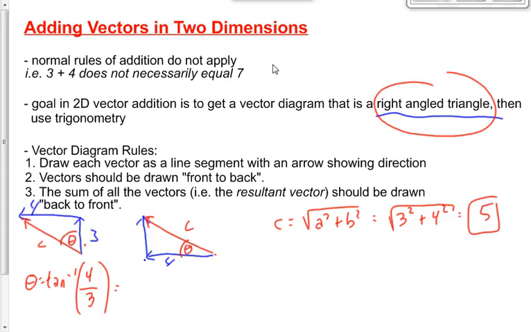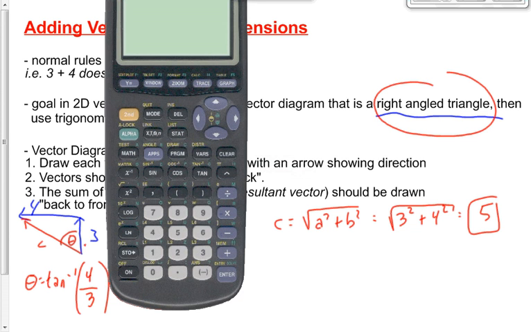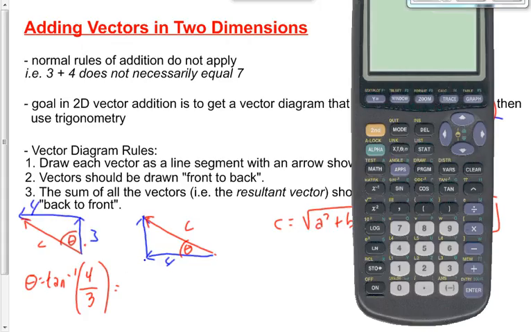TOA, tan, opposite over adjacent. The inverse tan of 4 over 3. What's that going to give me? We're trying to find the angle here. It's not going to work out to be 5. Let's pull out the calculator and figure that out. Here's the keystrokes we'd go through to figure that out.